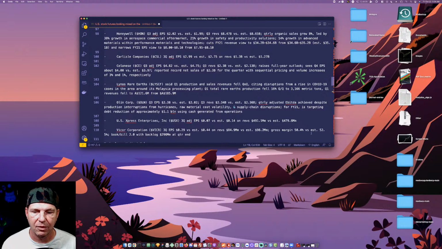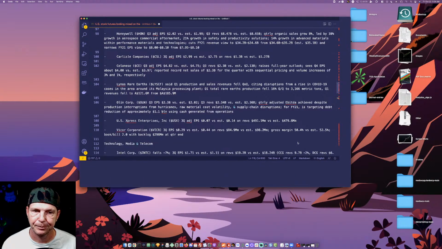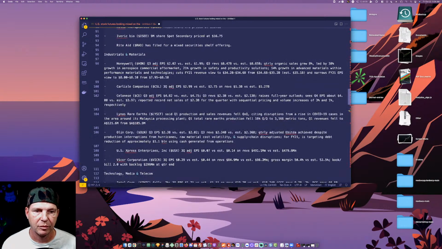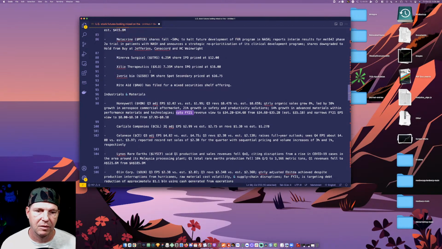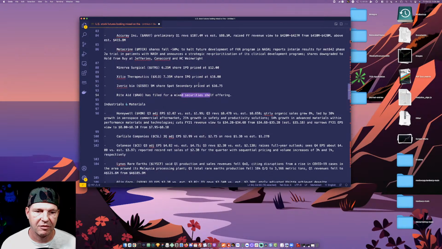A bunch of micro little industrial materials. Honeywell came out. I'm really looking for companies that modified their guidance. That'll have a huge effect on the market, right? Honeywell came out, and yeah, there we go. They cut their 4Q21 revenue view about 2 billion. Sketchy. Rite Aid filed for a mixed security shelf offering.